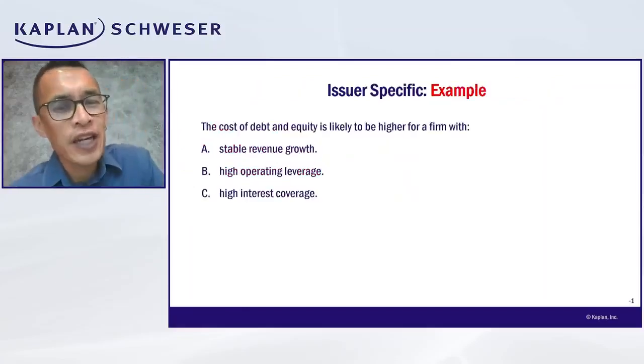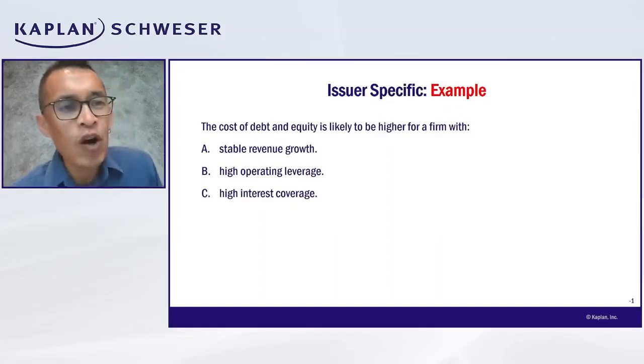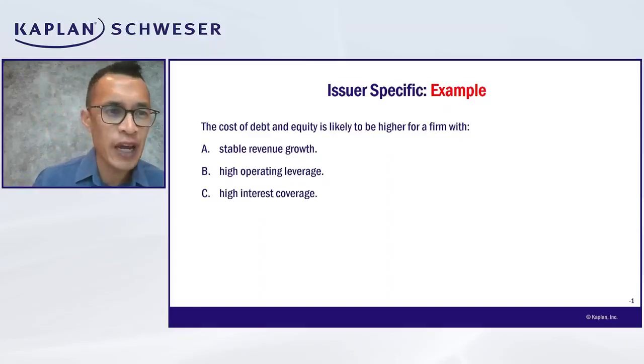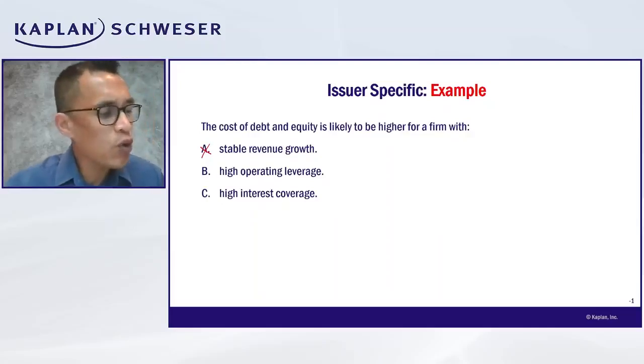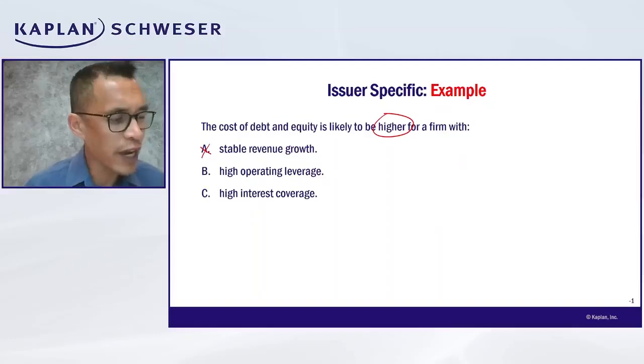So we've got a practice question. This is a quick example of material that we just covered regarding higher cost of capital. Using the process of elimination, we can get rid of answer A, because stable revenue growth would lower the cost of capital, and the question is asking for higher cost of capital.